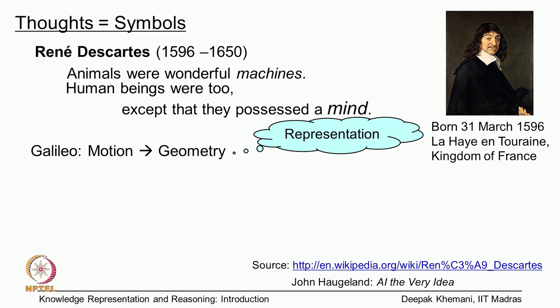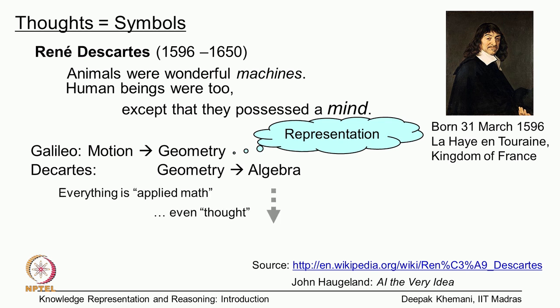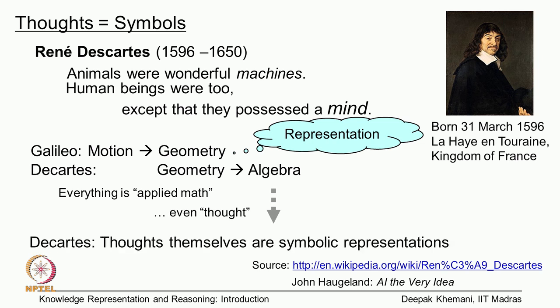Just like Galileo said motion can be represented using geometry, so we are talking about representation, Descartes says that geometry can be represented by algebra. So, instead of drawing a line, you can write its equation. You can use variables and express geometry in terms of algebra, and everything is applied math, even thought essentially. So, everybody is extending this idea of maths to thinking. Descartes says that thoughts themselves are symbolic representations. Again, if you read the book by Haugeland, you will get some of these insights.